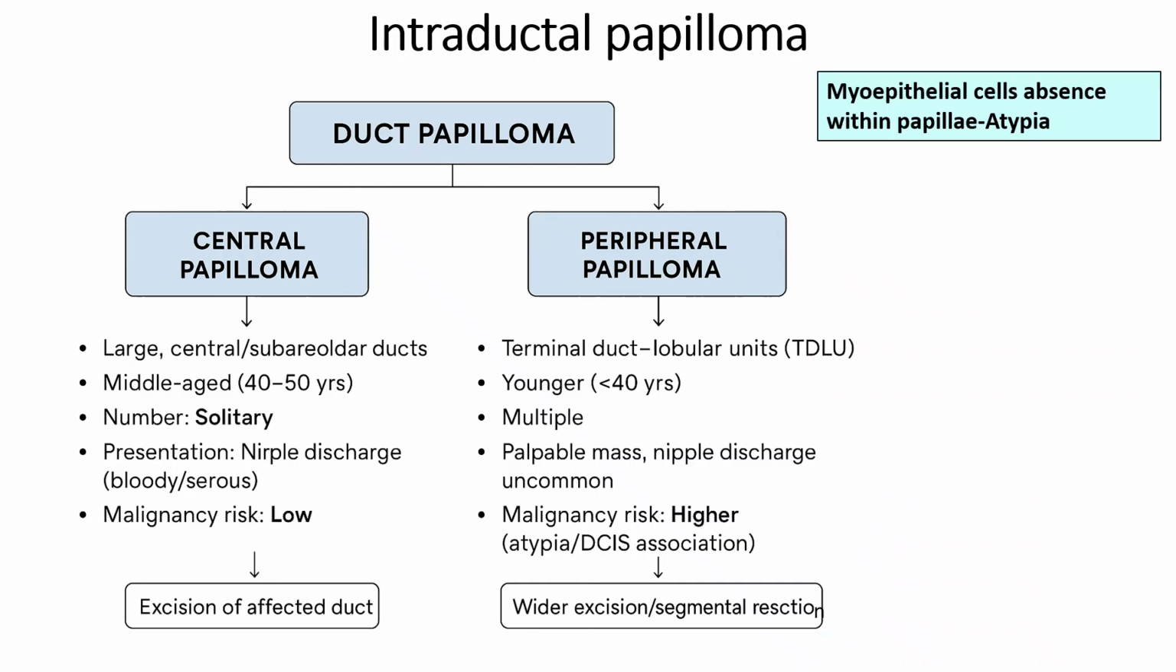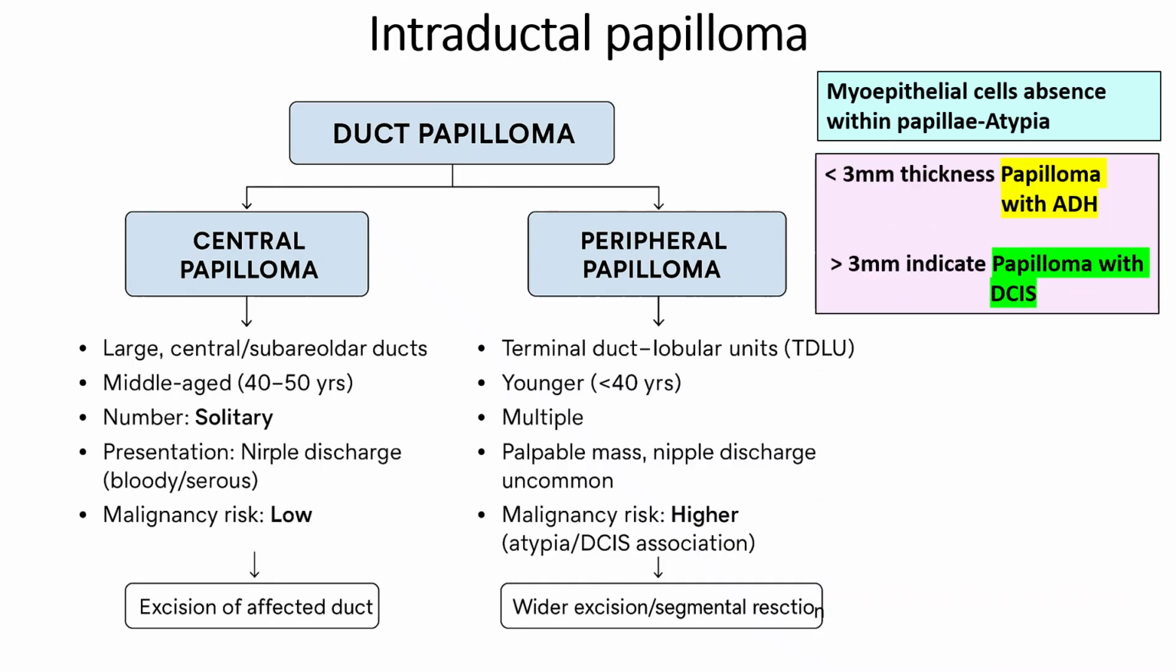Myoepithelial cells can be absent within the papillae in case of intraductal papilloma. In that case, it will not be classical intraductal papilloma. Myoepithelial cells absent within the papillae indicates atypia, but invasion cannot be ruled out. Only when you see definite stromal invasion, only then it is invasion. If in between the papillae myoepithelial cells are not seen, it indicates just atypia. So if the thickness of atypia is less than 3 mm, we'll call it papilloma with ADH, and if it is greater than 3 mm, it is papilloma with DCIS component.